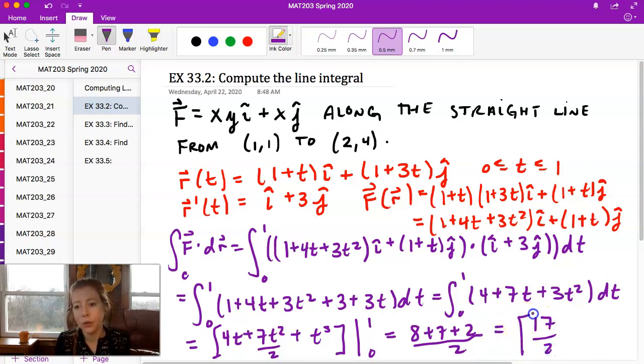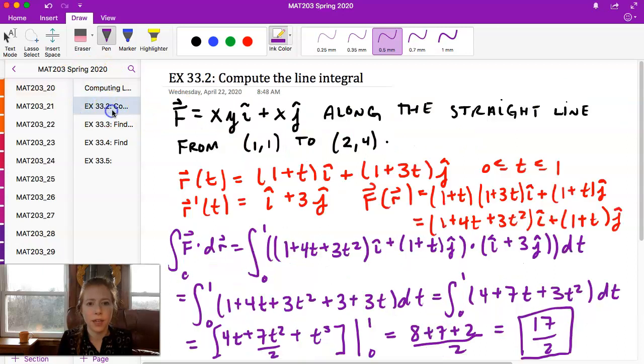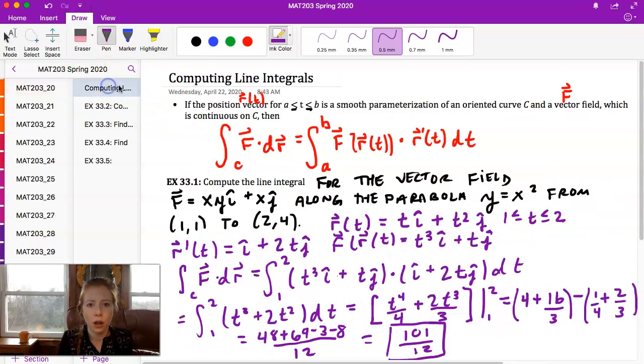Now, you could have selected a different parameterization with a different time interval, and how you can check to see if it works is you should still get the same result. You should still get 17 over 2. So if you did not get that, then there was something amiss with your parameterization. And just remember, traveling along a parabola is going to be a different distance than traveling along a straight line, right? So that's why basically here we did the same thing, except we traveled along a different path.